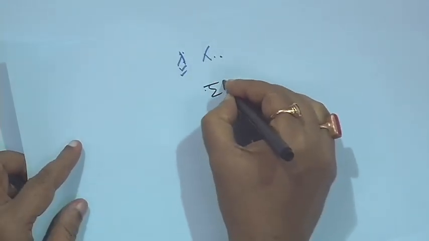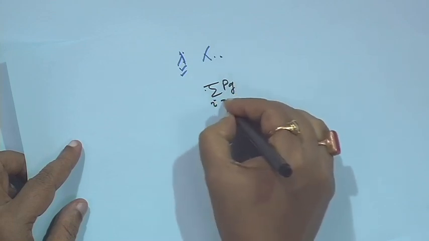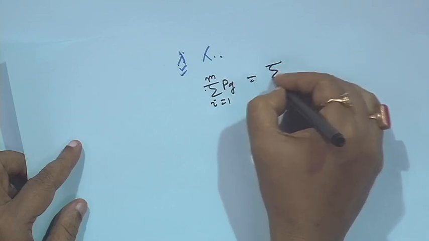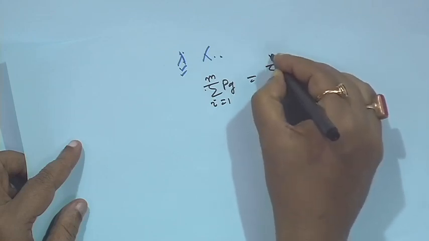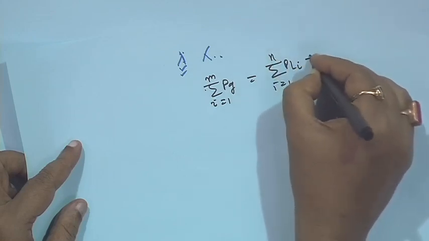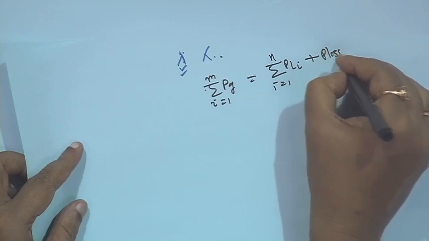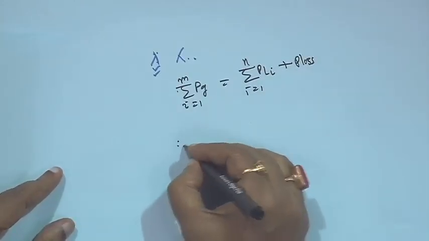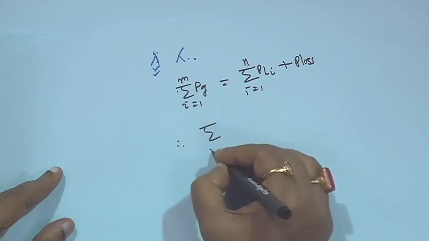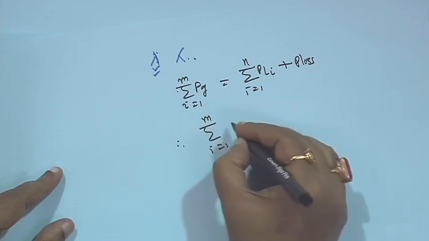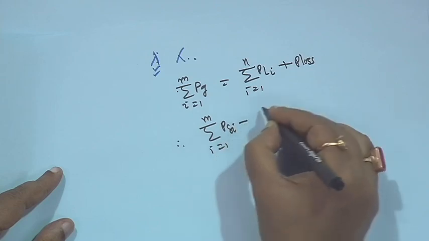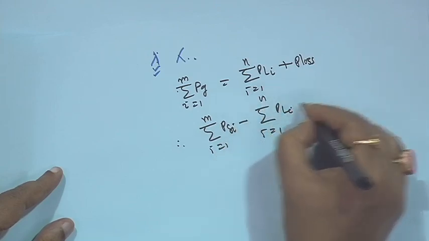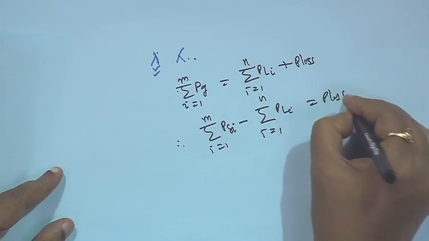Look, total generation, sigma I equal to 1 to M PGI, is equal to total load, sigma PLI, plus P loss. Generation is equal to load plus loss, right. That means sigma I equal to 1 to M PGI minus sigma I equal to 1 to N PLI is equal to P loss, right.